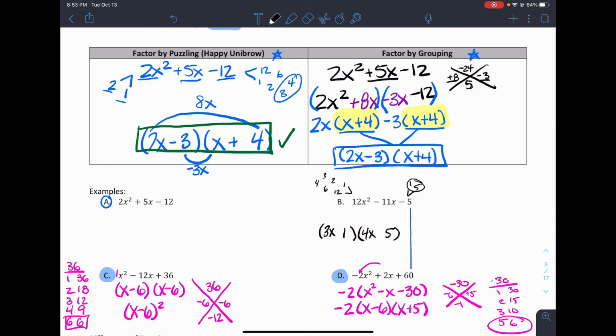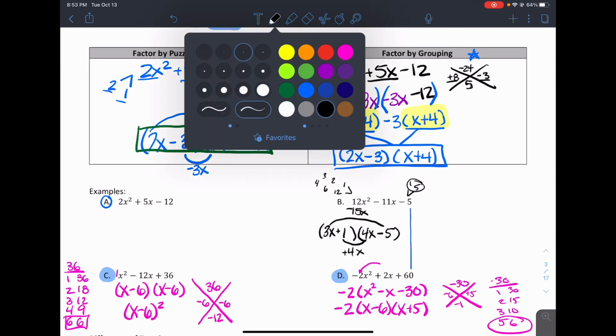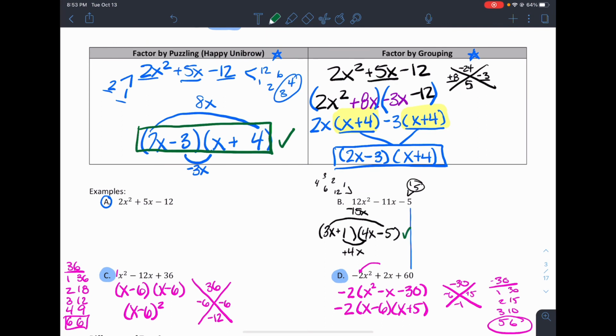Now I need to pick my signs. So 3 times 5 will make 15. That's the bigger of the two, so the 5 needs to be negative because the 11 is negative, and then I fill in my other sign. Now I'm going to check with my happy unibrow. That makes negative 15x. That makes positive 4x. That is a happy unibrow. They check out to a negative 11x.